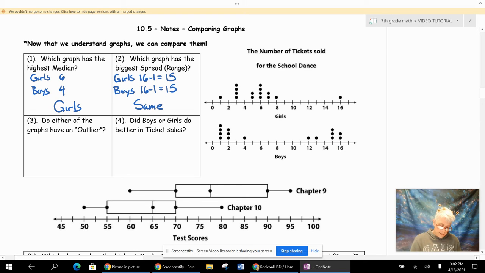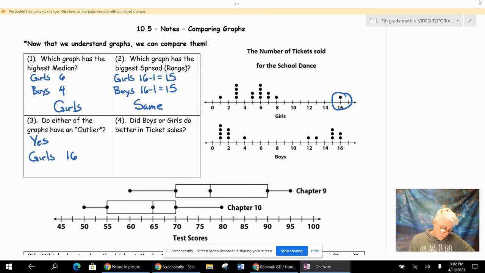Do either of the graphs have an outlier? Yes, yes. Which one? I want you to take a peek at it. Which one has an outlier? Yes, right here, this 16 for the girls. That 16 is an outlier because it's away from all the other data and quite different from all the other data.